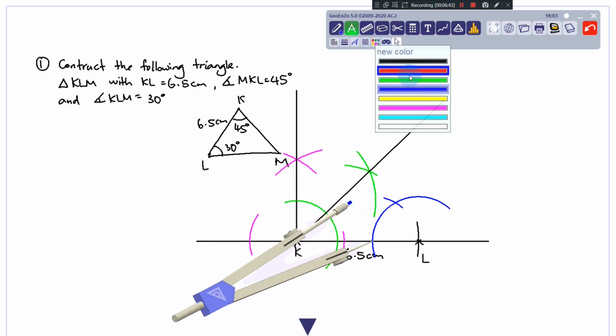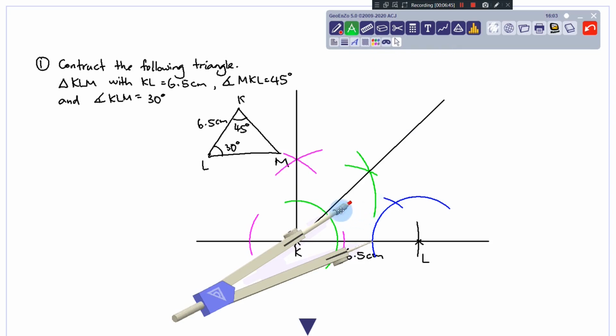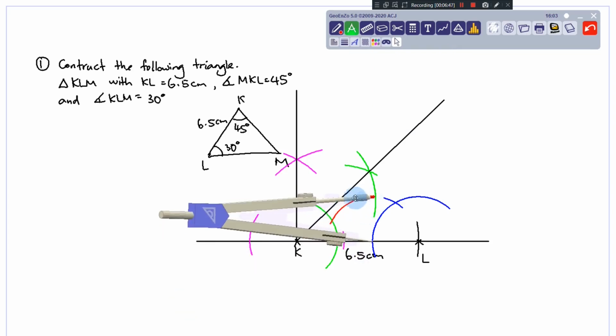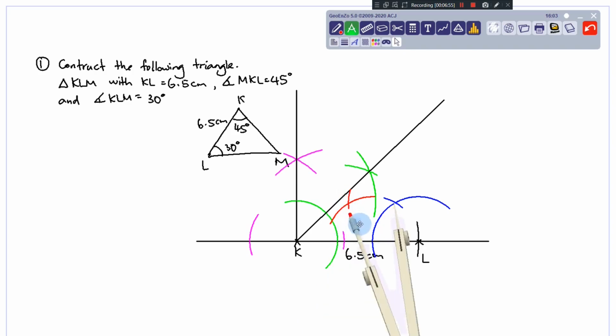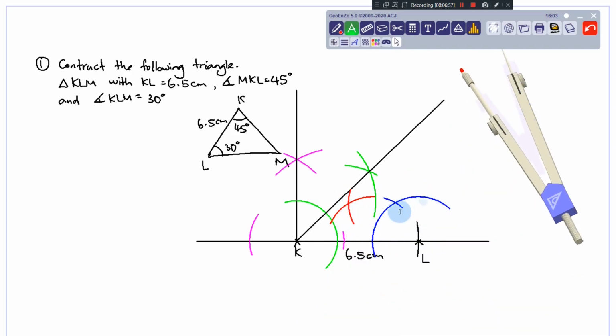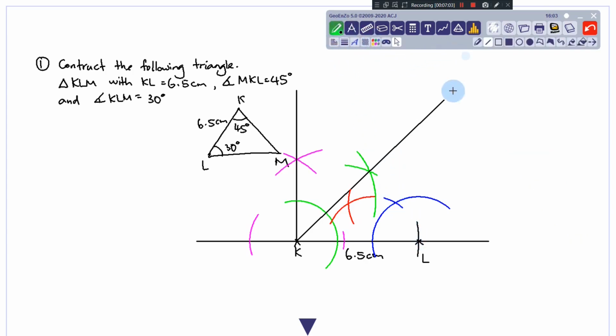Okay, let me use another color. Make an arc over here, then move it over here and make an arc. I want to get the intersection point. Next step, you just connect this point and this intersection point together.